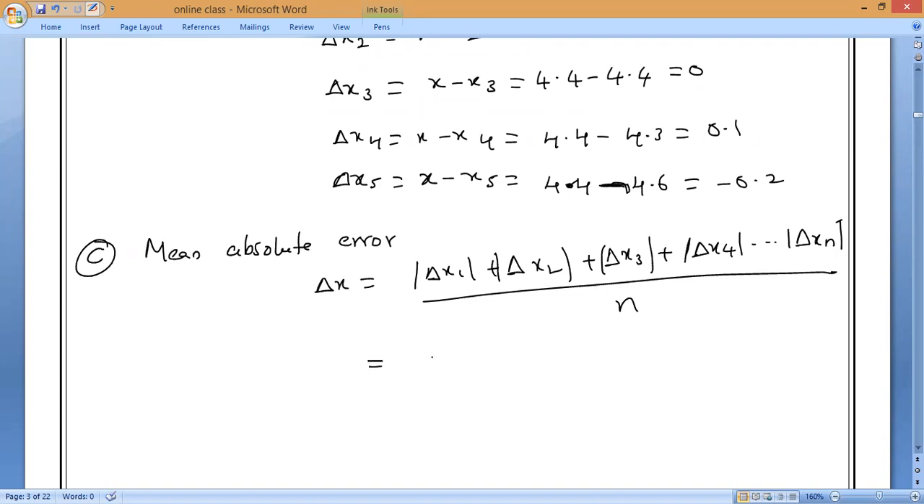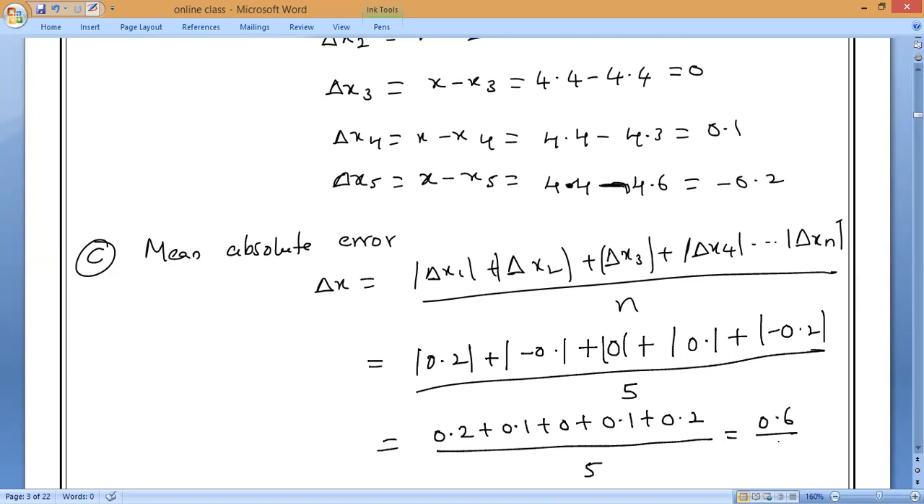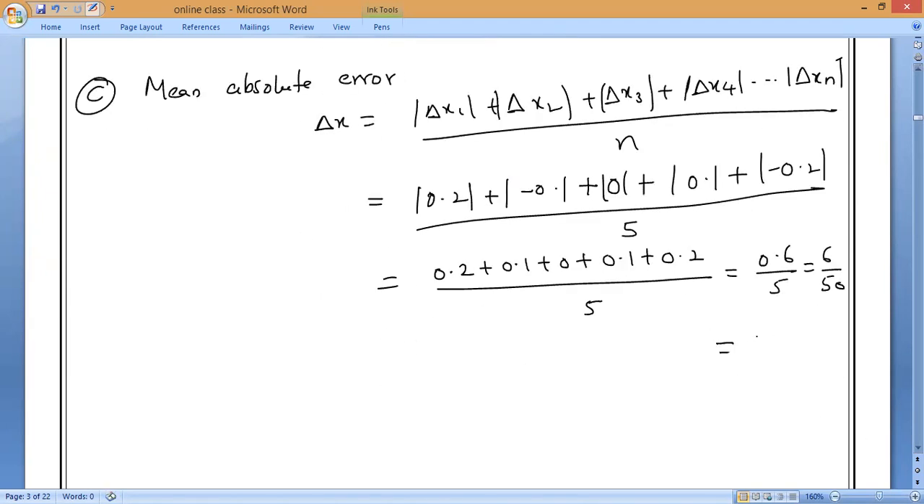Delta x1 value is 0.2. Mod of everything is positive only. Next one, 0.1, next one 0, next one 0.1, next one 0.2, divided by 5. So 0.2 plus 0.1 plus 0 plus 0.1 plus 0.2 divided by 5. Check it. 0.6 divided by 5 is 6 by 50. So the value is 0.12.